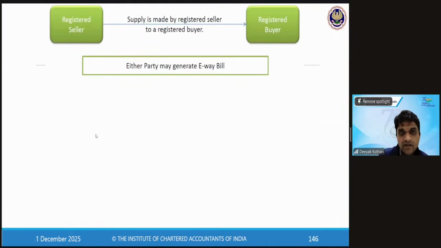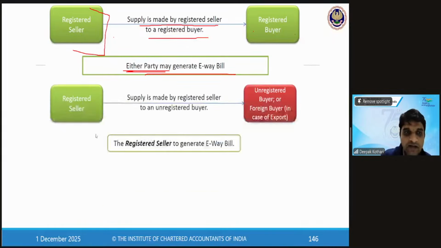So a registered person, supply is made by a registered seller to a registered buyer. Who has to raise? The e-way bill can be raised by either party. Either the supplier can raise it or the recipient can raise it, because both are registered. Generally, it will be the seller itself. But if the seller says it is not my responsibility to transport the goods, then the recipient can raise it.